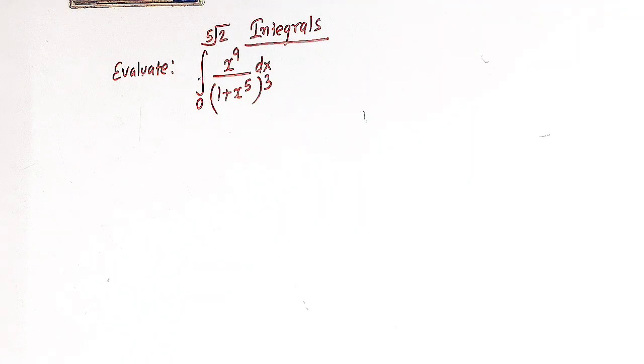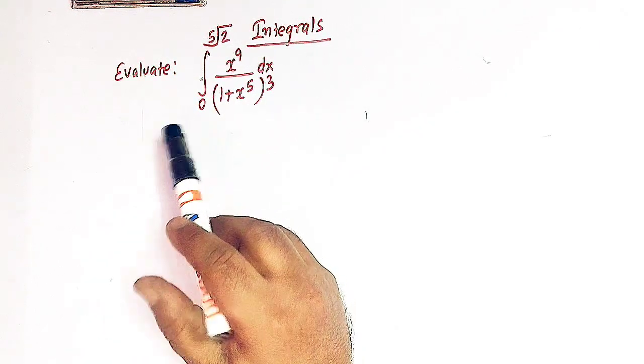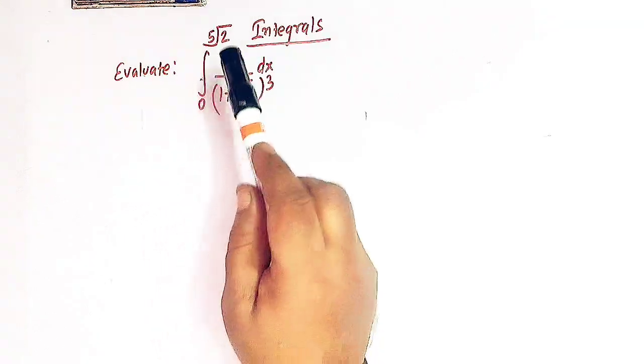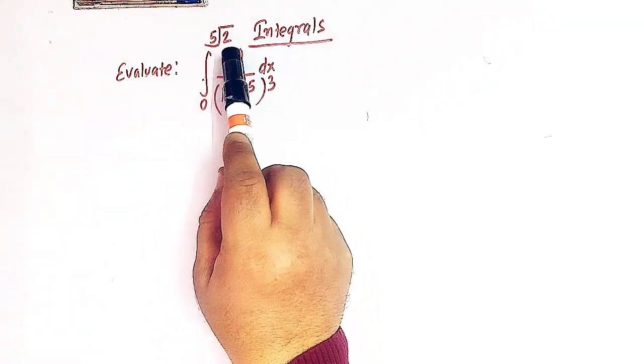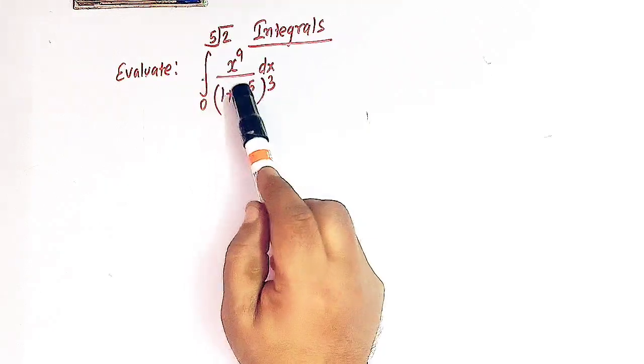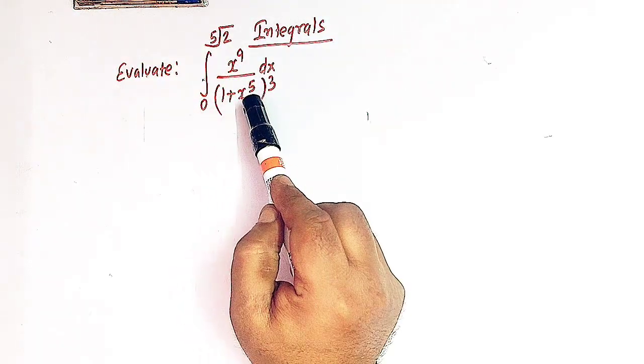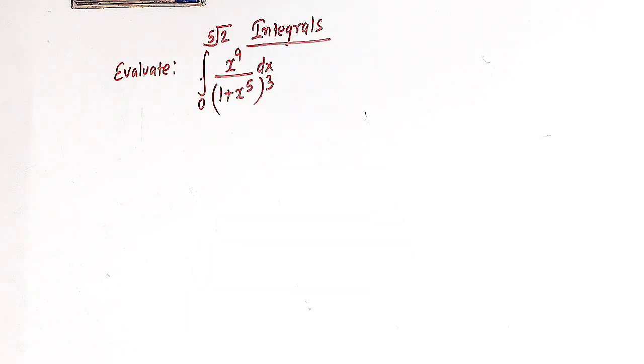Hello viewers, in today's class we are going to discuss one important problem from definite integrals using the concept of integration by substitution method. So here we have a very important problem in which we have to evaluate this integral from 0 to the fifth root of 2, and the integrand is x raised to 9 divided by (1 plus x raised to 5) cube. So let us start.